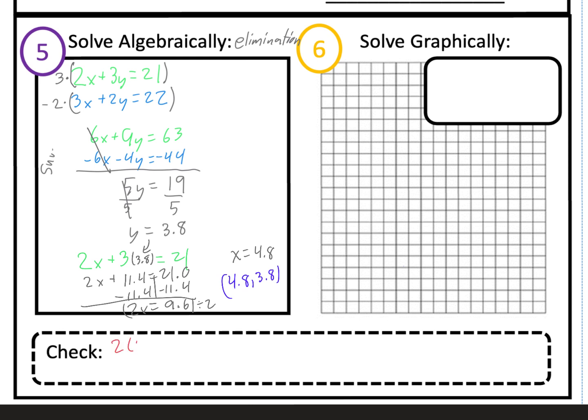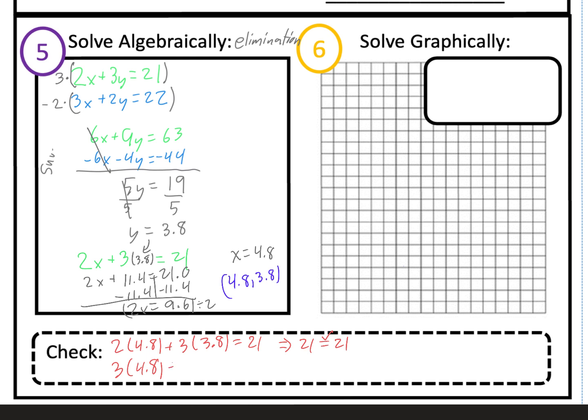2 times 4.8 plus 3 times 3.8 is equal to 21. Is that true? So if you type 2 times 4.8 plus 3 times 3.8 into the calculator, you will get 21. Since both sides of the equal sign have 21, we know that this point, 4.8, 3.8, is a solution to the first equation. We're going to repeat this process with the second equation.